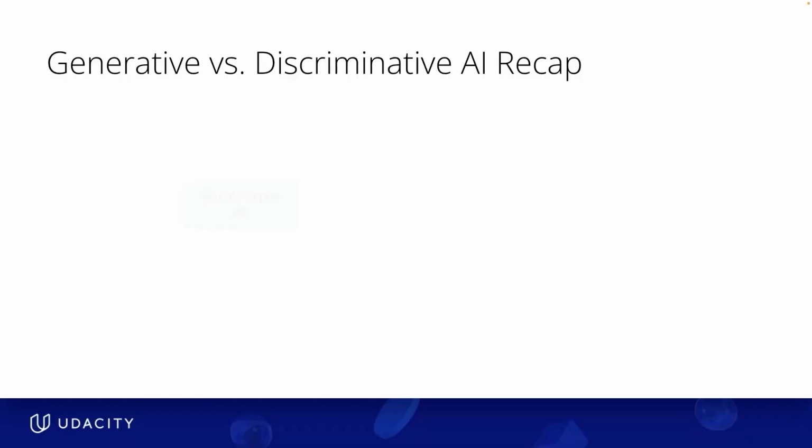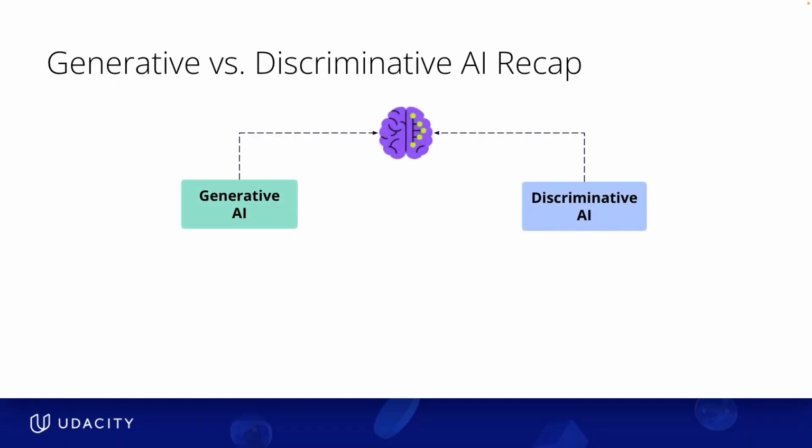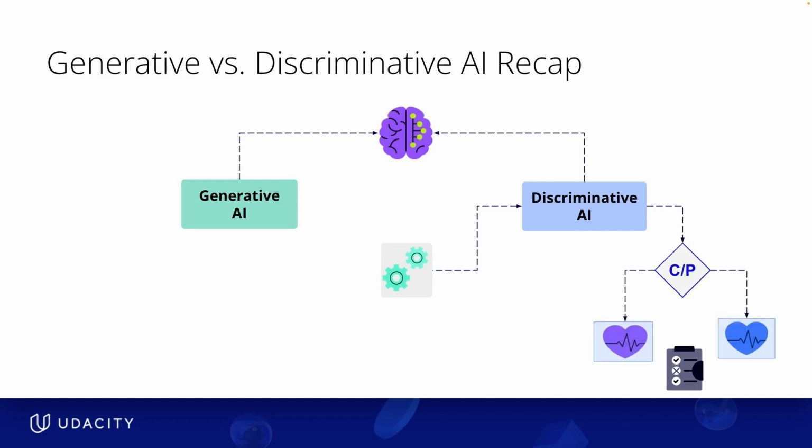To recap, both generative AI and discriminative AI are systems designed to imitate human intelligence. Discriminative AI uses machine learning and deep learning algorithms to make classifications or predictions and is evaluated based on whether the prediction was correct or not. For example, how accurate was my model at correctly predicting whether the patient would develop coronary heart disease or not?